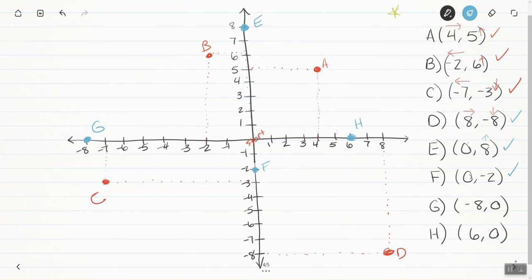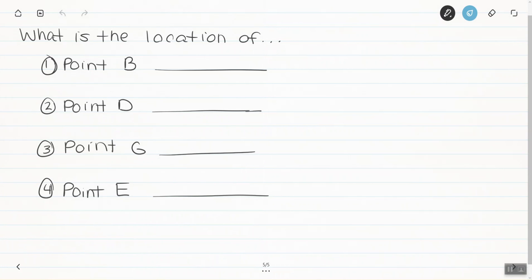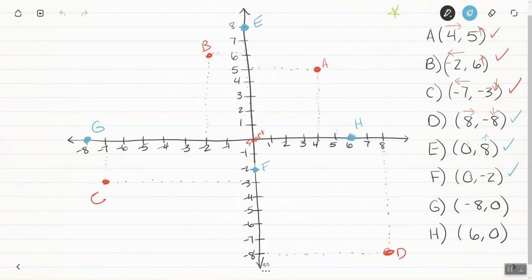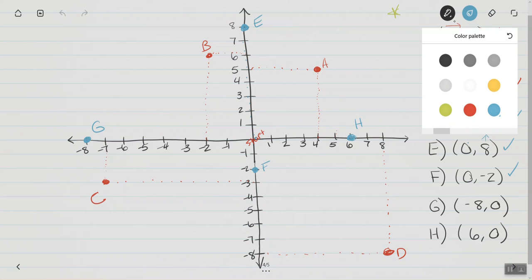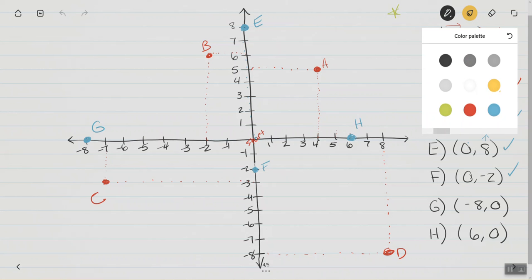All right, last little bit. This is referring to what is the location. So you might have questions that ask you what is the location of certain points. So the first one is asking you what is the location of point B. So I'm going to look back at my coordinate plane, and I'm looking for point B. And point B is right here.